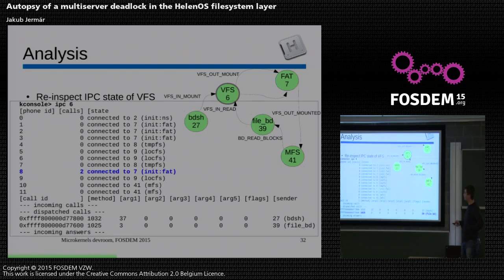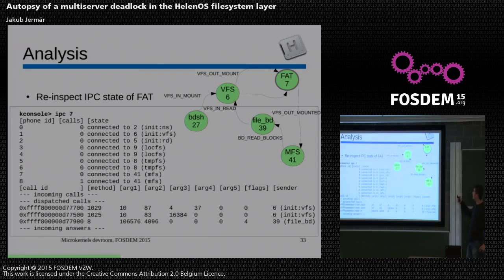Now, on our first visit of VFS, you noticed that the number of pending messages was actually 2, even though we were just talking about this VFS out mount. So the second one, which contributes to the sum of 2, is this one. That's the second message in which VFS reacts to the VFS in read request. And it sends it to the FAT file system server again.